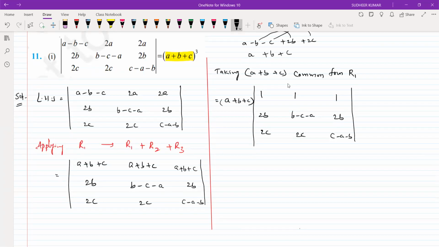Yes, sir. So what do we have to do now? Applying R2 changed as R2 minus R1, R3 minus R1. R2 minus R3 also you can do. So it is easy to get 1 and delete this row and column, right? So this one remains the same. Leave it like that. R2 minus R1, R3 minus R1, do it now. So the rest of the two ones we can easily make zeros, right?